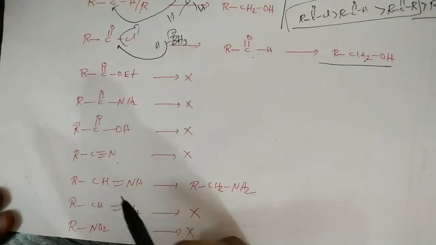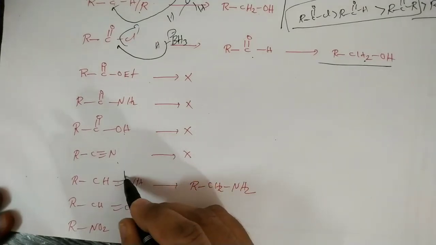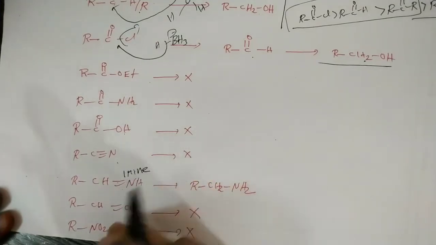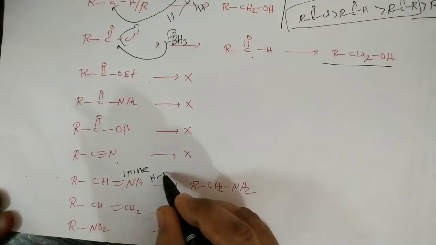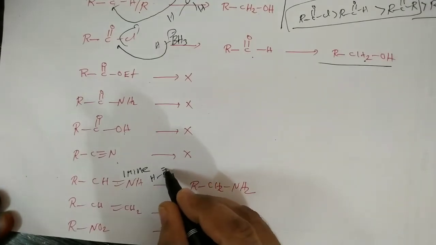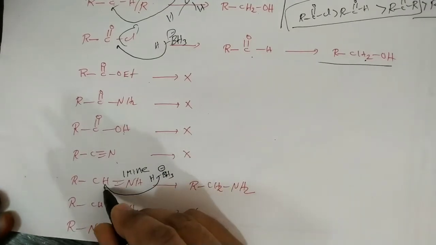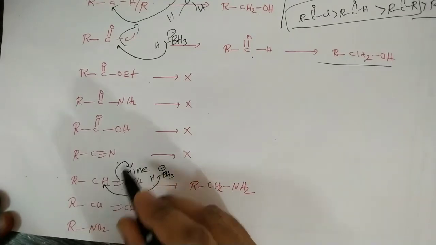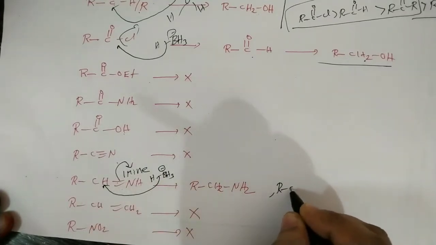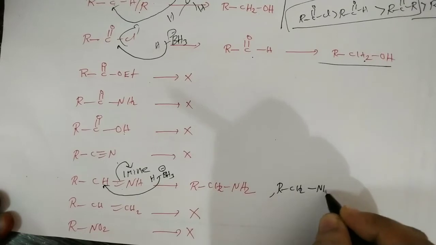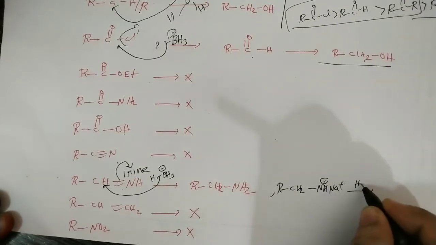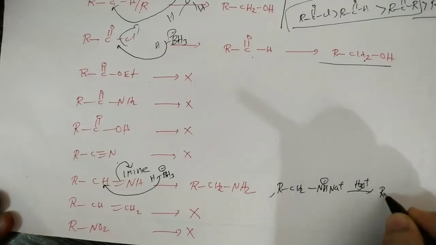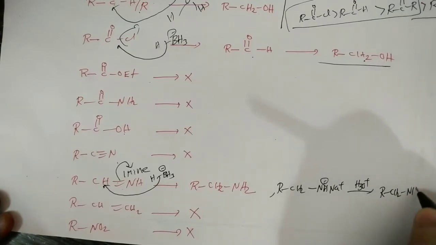CH double bond NH, this compound is an imine. So imines can be reduced by sodium borohydride, converted to CH2 NH2. That means here H, here BH3. These imine reactions are similar to the carbonyl group. With the transfer of this H, we get RCH2 NH minus Na plus. Now on acid workup, we get RCH2 NH2.